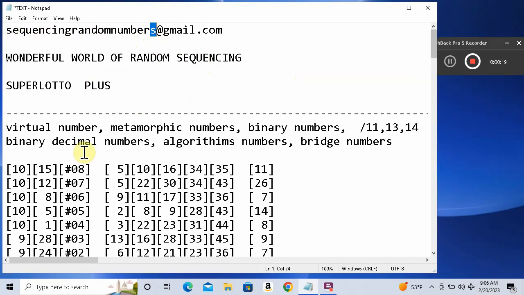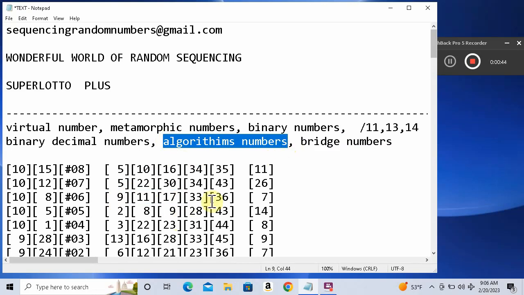To understand random sequencing, you need to know what a virtual number is, metamorphic numbers, binary numbers. These are binary numbers right here. And then binary to decimal numbers. This is a binary to decimal number. These are binary numbers, and this is a decimal number. And you need to know algorithms.